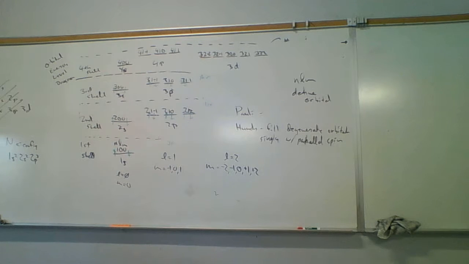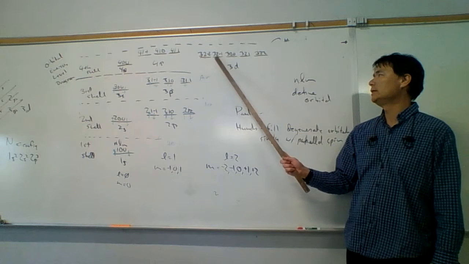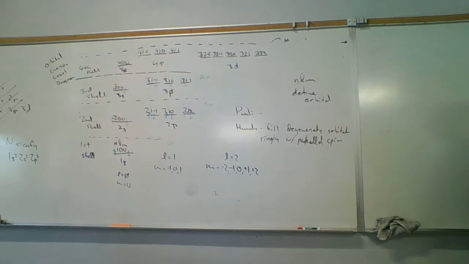The fourth shell would consist of the 4s, followed by the 3d, followed by the 4p. Once I fill that fourth shell, I'm at what element? Krypton. Yeah, filling the fourth shell. The fifth shell is weird. Actually, the fifth shell is fine. It goes 5s, 4d, 5p.